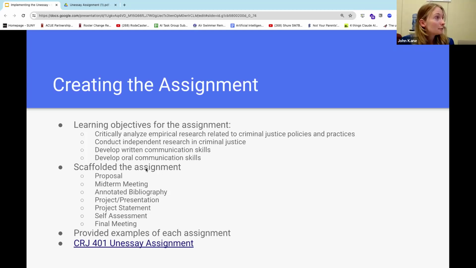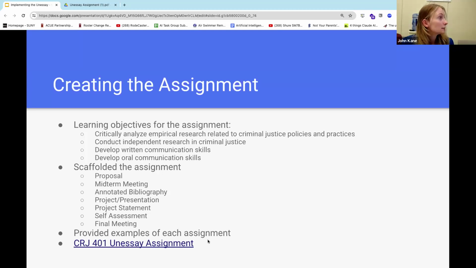I scaffolded this assignment, and I did this as well when I used a traditional paper. I had students create a thesis statement, an annotated bibliography, an introduction, a conclusion, a draft, and so forth. But in the Unessay, it looked a little bit different. This whole project began with a proposal. And again, I followed a lot of the resources that Jessamyn Neuhaus had on her website, Geeky Pedagogy, to create the process that I wanted for my students.